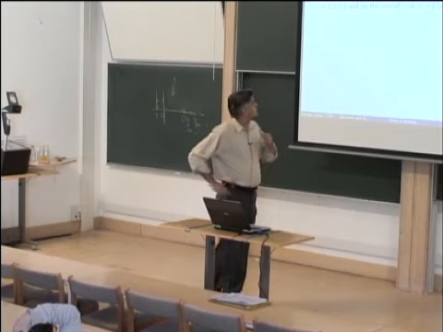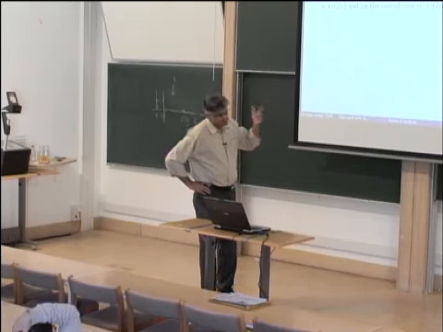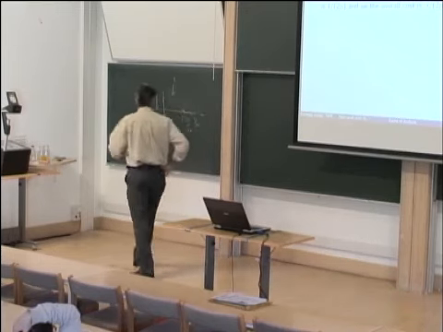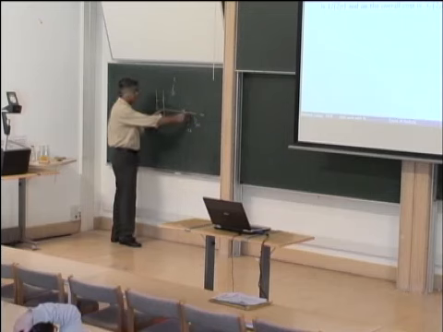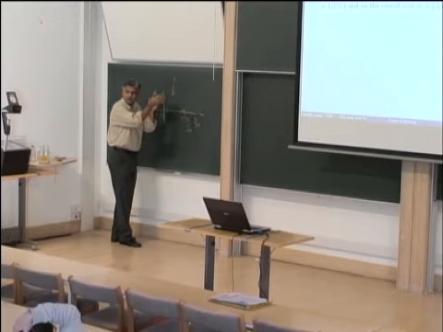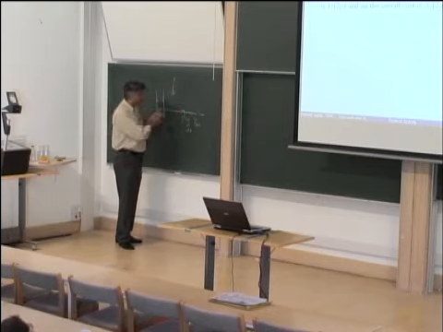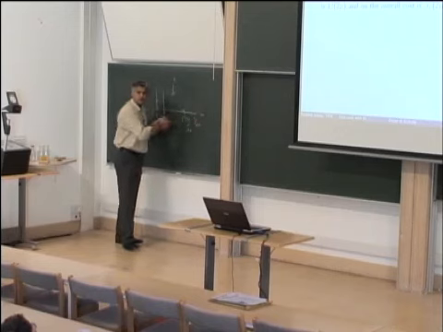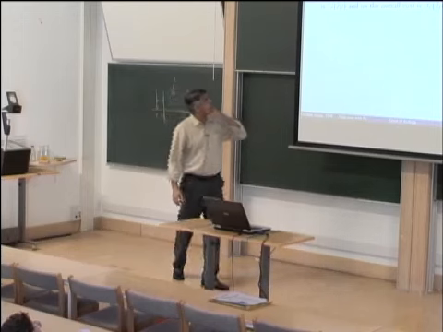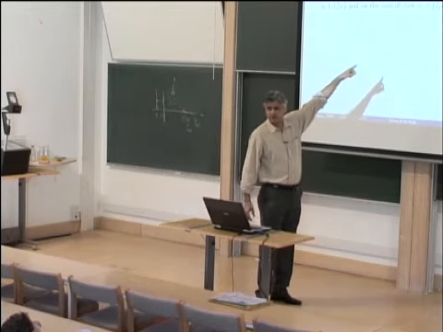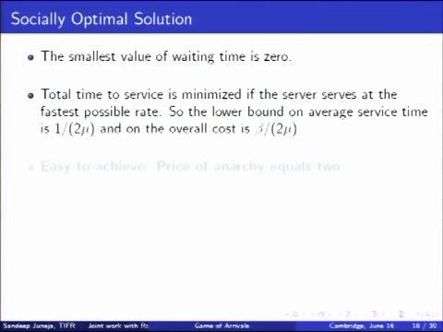That immediately tells you what the socially optimal solution is. One socially optimal solution is just that everyone comes uniformly between 0 and 1 by mu. You come at rate mu, you get served at rate mu, there's no queue. So in particular, the average time to completion is just 1 by 2 mu. So the overall cost is beta by 2 mu. So in particular, the price of anarchy is equal to 2. The price of anarchy in this setting is equal to 2.